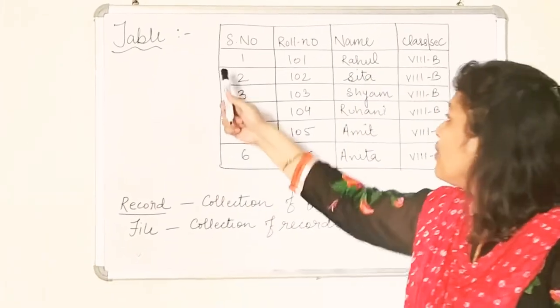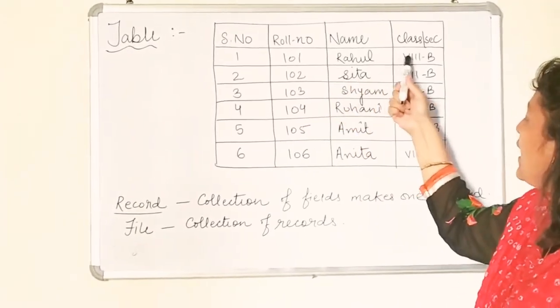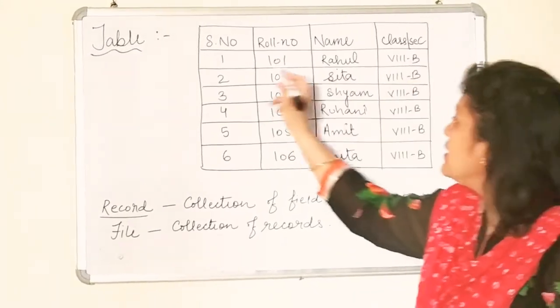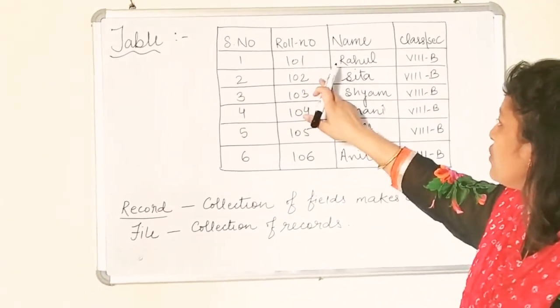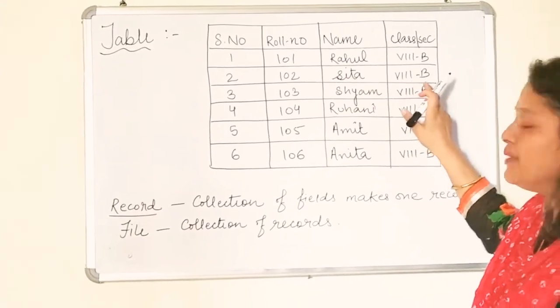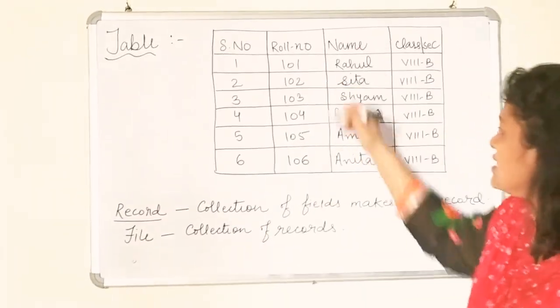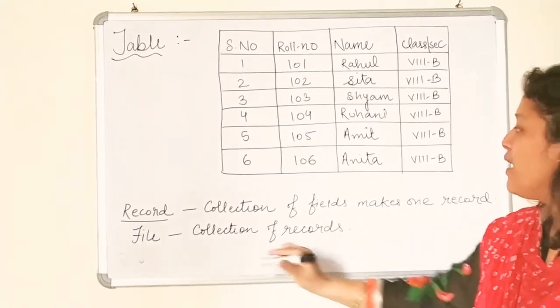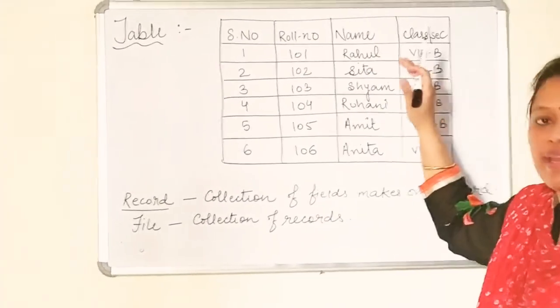Okay. Now roll number 1. 101 Rahul 8th B. Now this is one record. This is second record. Serial number 2, roll number 102 Sita 8th B. This makes second record. Now this table has 6 records. Okay. And what is a file? Collection of records. Now this is a file.